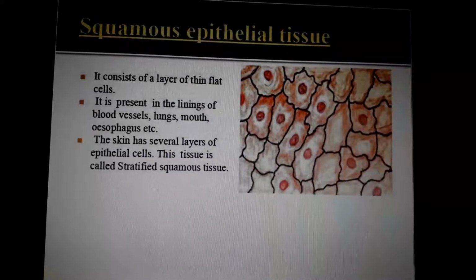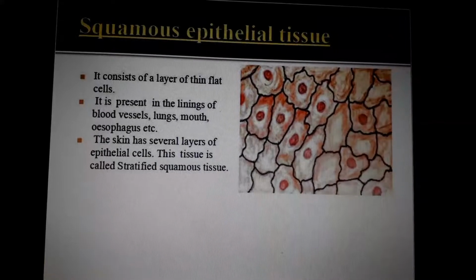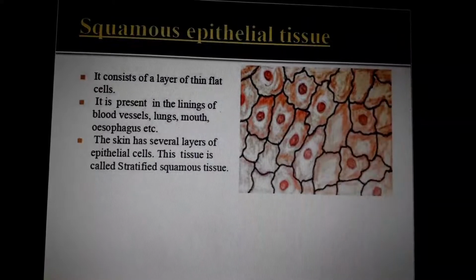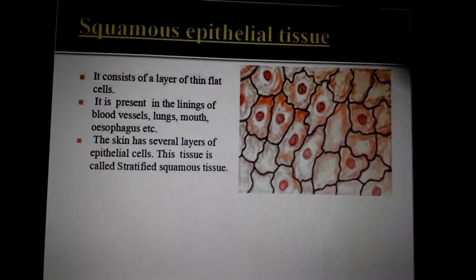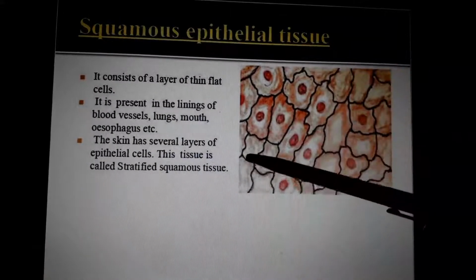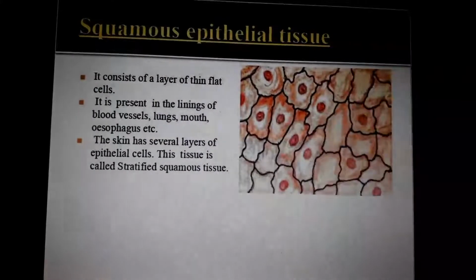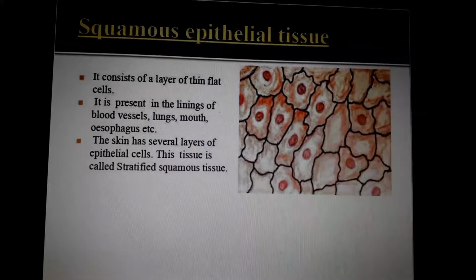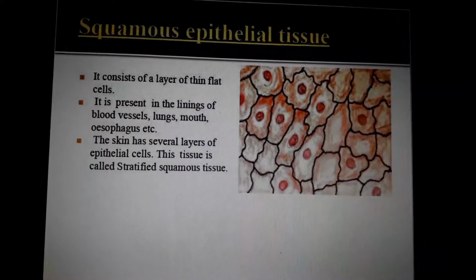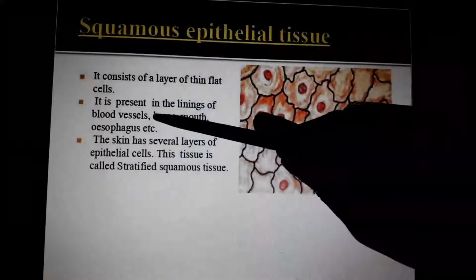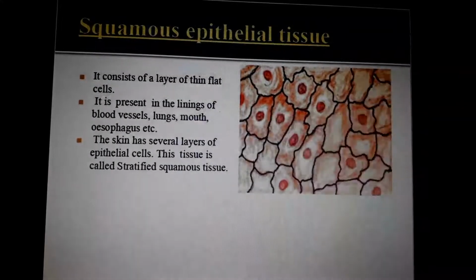Where is squamous epithelial tissue present in our human body? If somebody asks, your blood vessels lining consists of which type of tissue? Squamous. Understand? Squamous epithelial tissue, that's the answer. Your lungs, your mouth, your esophagus, these are the main ones. Lots of other organs also have squamous epithelial tissues, but these are the main. Just keep it in mind, anyway we'll give the notes. Blood vessels, lungs, mouth and esophagus contain squamous epithelial tissue.